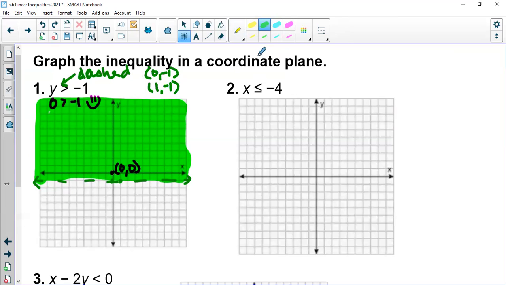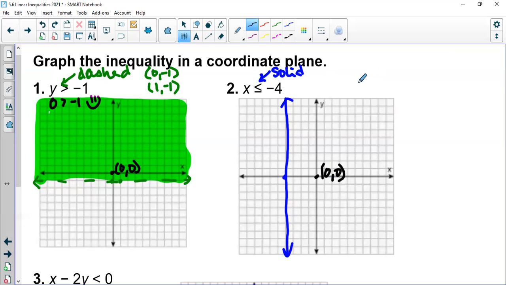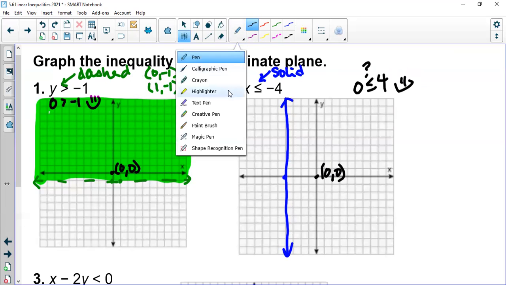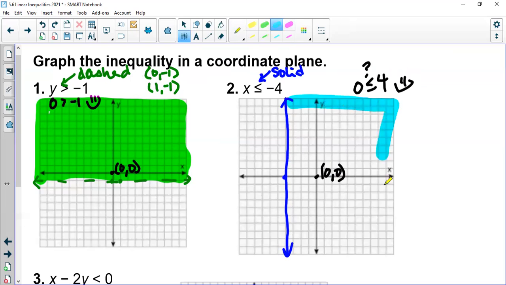All right, now we have a vertical line and x is less than or equal to -4. So what type of line are we going to have here, dashed or solid? We are going to have a solid line because we have an or equal to. So x equals -4 right here, and the vertical line that goes through that. All right, so I'm testing my point 0, 0 because it's not on the boundary line. So is 0 less than or equal to 4? You bet it is. So we're going to shade through what makes it true, through that 0, 0, which is on the right side of that vertical line.